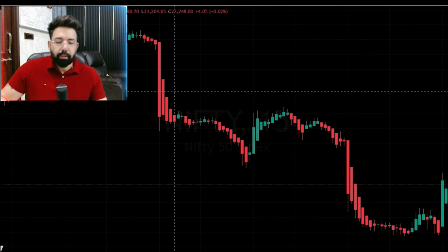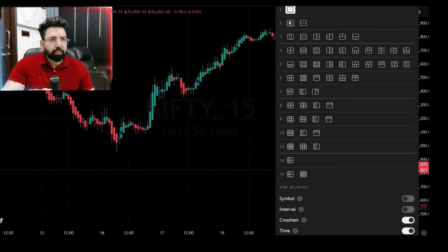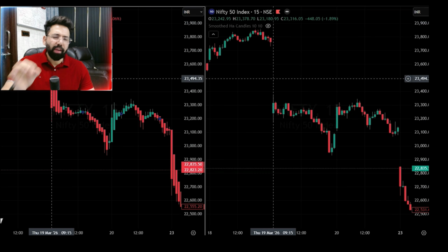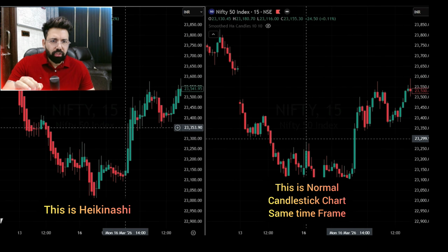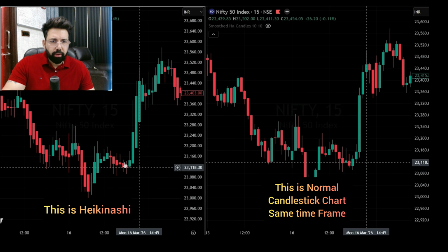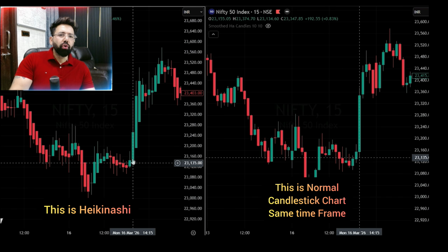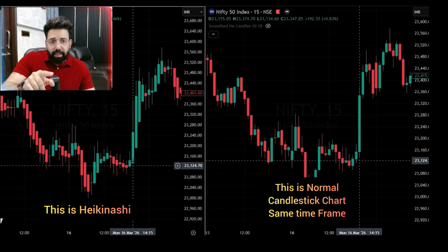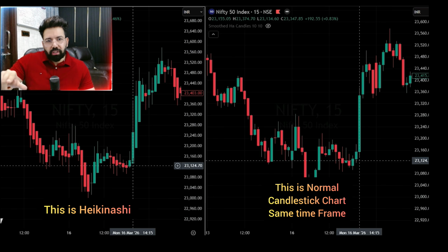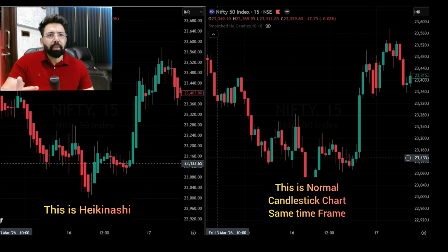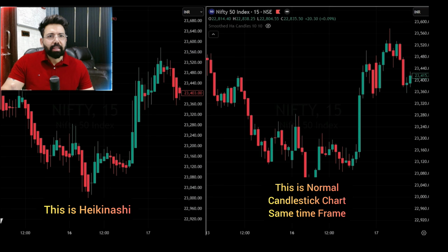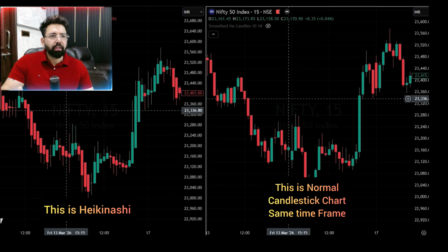What do I mean? For that, I have to do a split screen. I explain it in such a way that it becomes super clear for you. Now here, what do we see? Let's just pick a trend start. Here, for example, Nifty is shooting up. And what do we see? On the left-hand side of the screen is Heikin-Ashi. On the right-hand side of the screen are the normal candlesticks. If I can change it, can I? Yes, I can. And these are the normal candlesticks now, right?